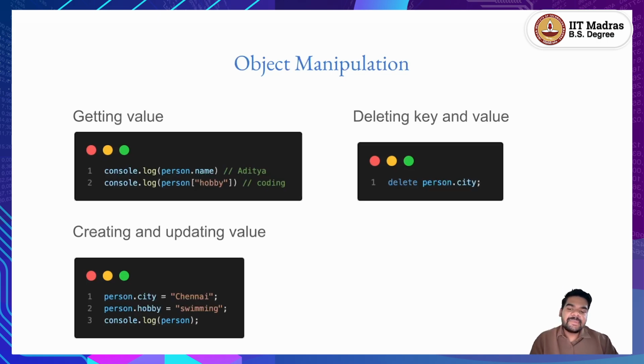Creating and updating the value is pretty simple. We can directly say the object dot a property equal to something. If it's there it will update the value, if it is not there then it will create the value. For deleting the key, we use the delete keyword, and we can specify what property we want to delete, and then we can directly say delete that property. Done. Let's head over to the editor to get this in more detail.